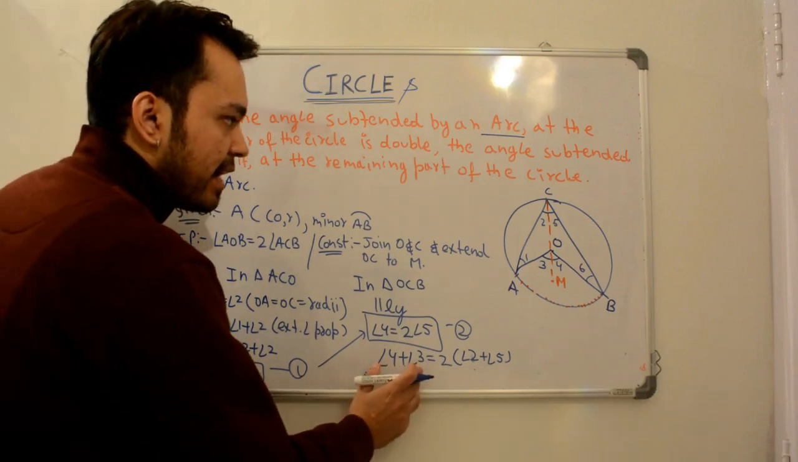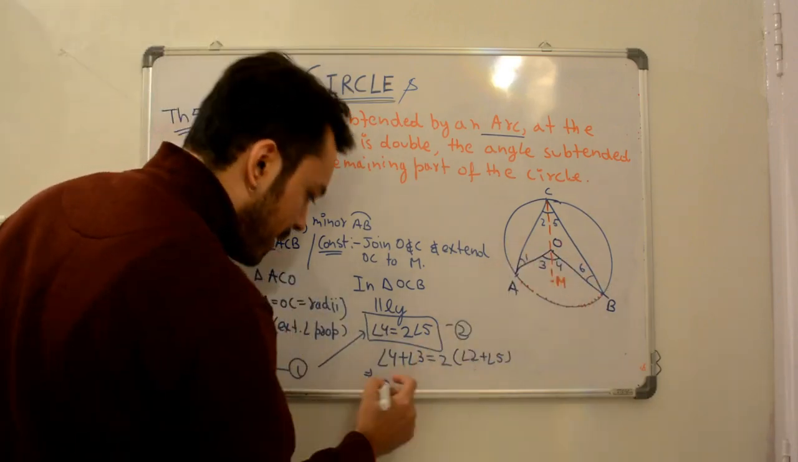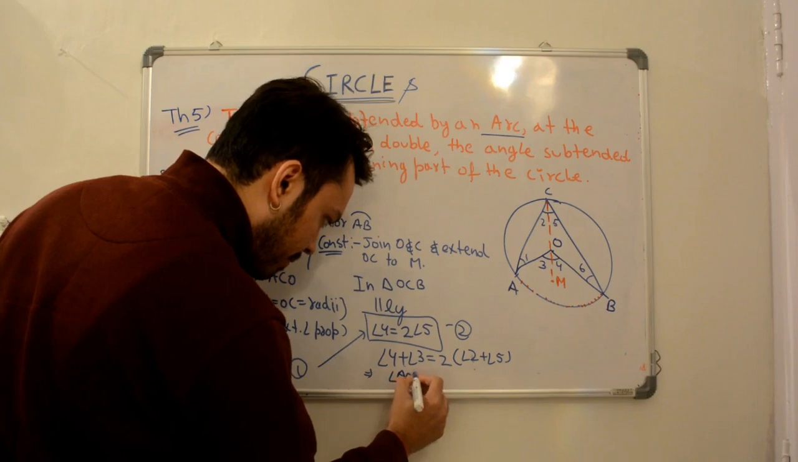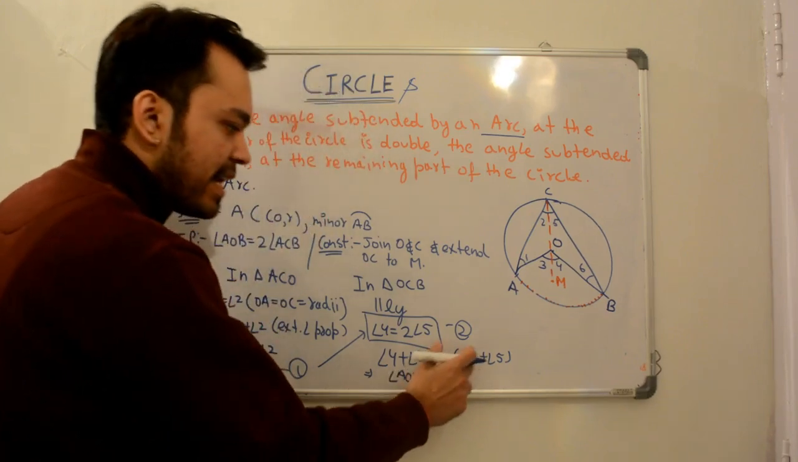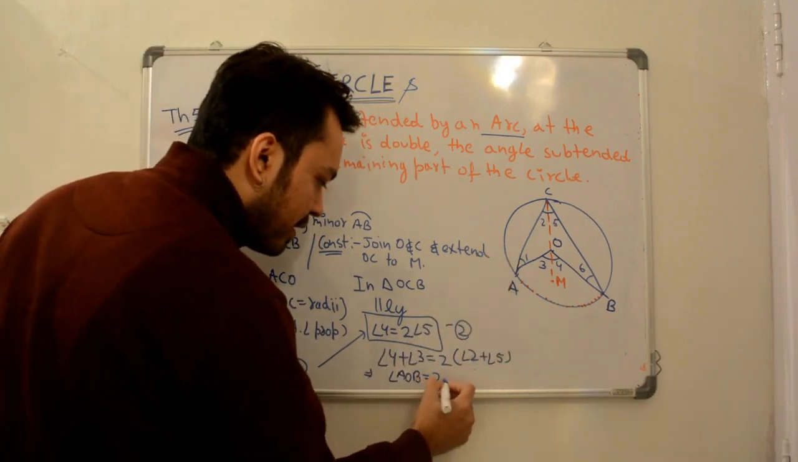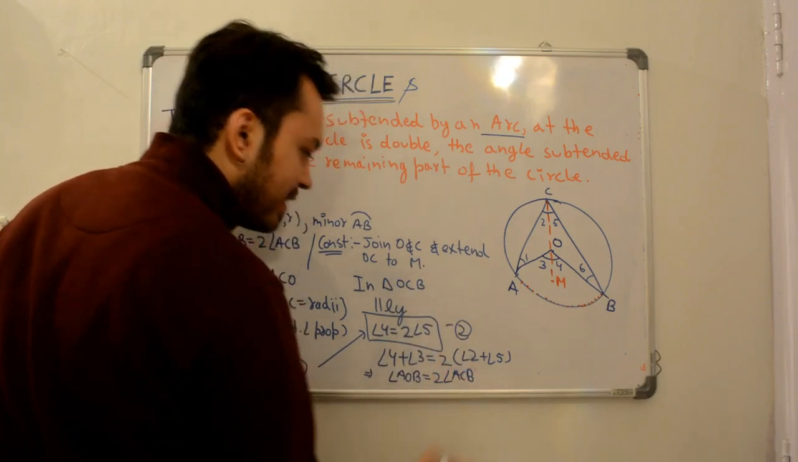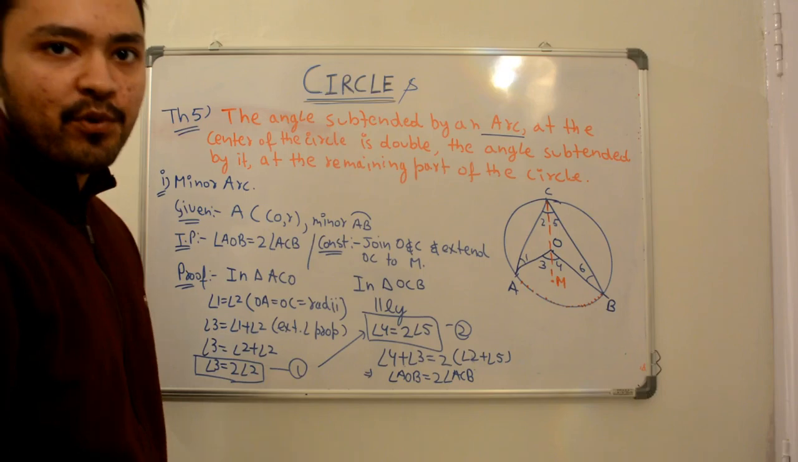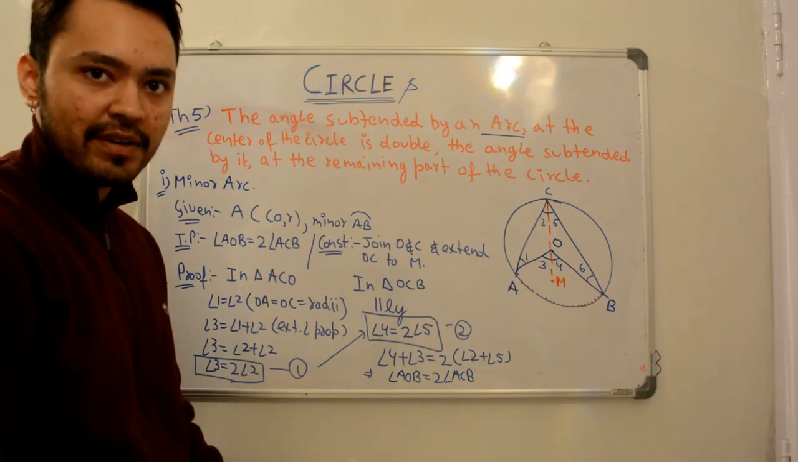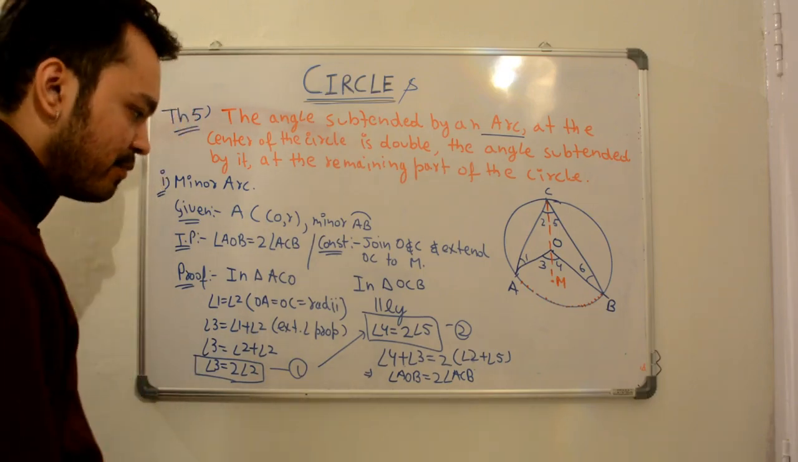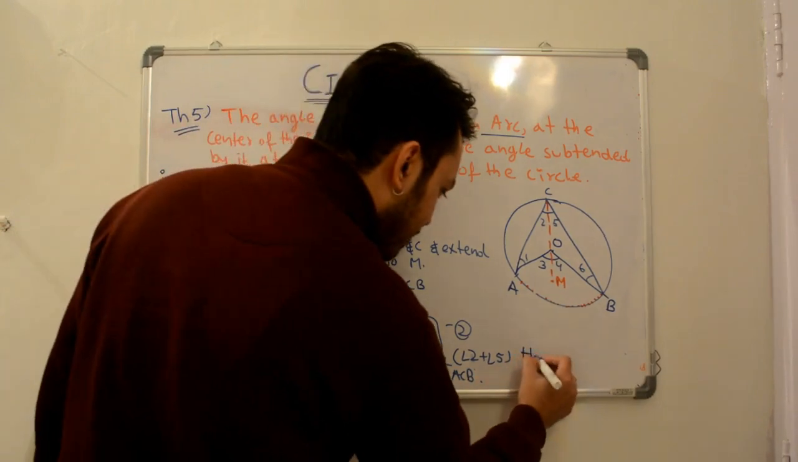Now it is almost proved. Angle 3 plus angle 4, that is angle AOB, is 2 times angle 2 plus angle 5. Angle 2 plus angle 5 gives us angle ACB. And now we have proved the first part of the theorem, right? I hope it is clear to all of you. So I write hence proved.